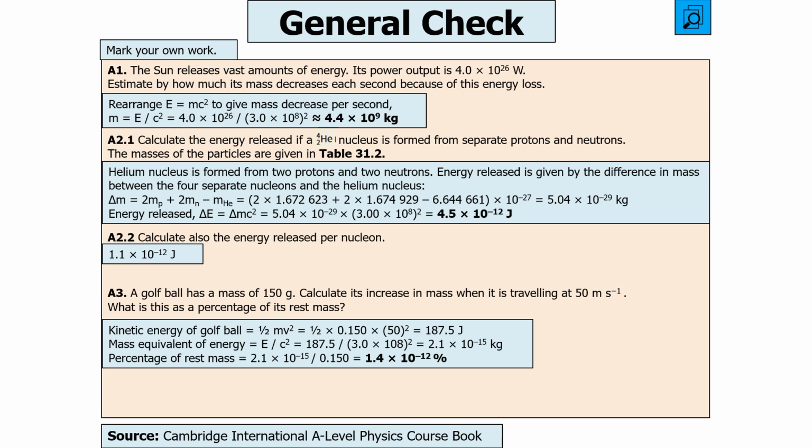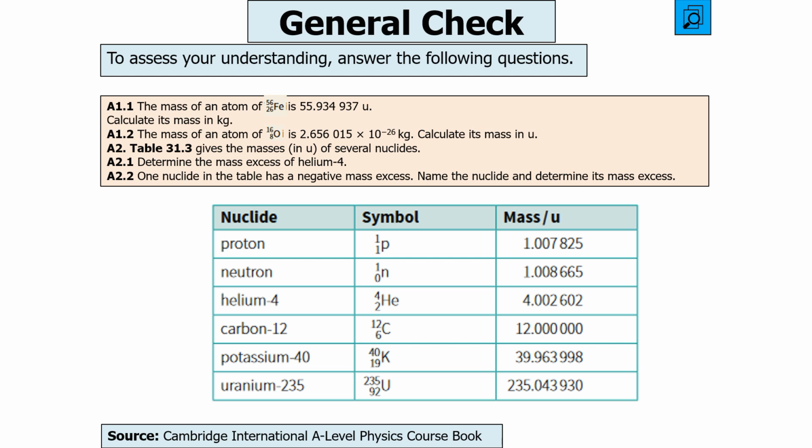The next question says the mass of an atom of iron is 55.934937 U. Calculate its mass in kilograms. Then the mass of an atom of oxygen is 2.656015 times 10 to the minus 26 kilograms. Calculate its mass in U. The table below gives the mass in U of several nuclides. Determine the mass excess of helium, and then one nuclide has a negative mass excess. Name the nuclide and determine its mass excess. So pause the video now, then unpause the video when you want to go through your answer.